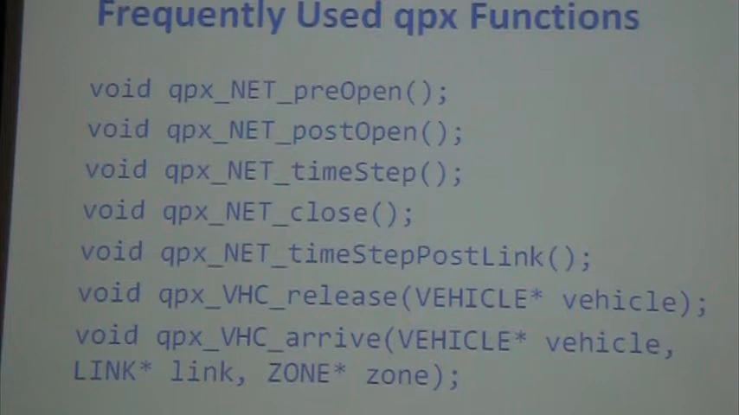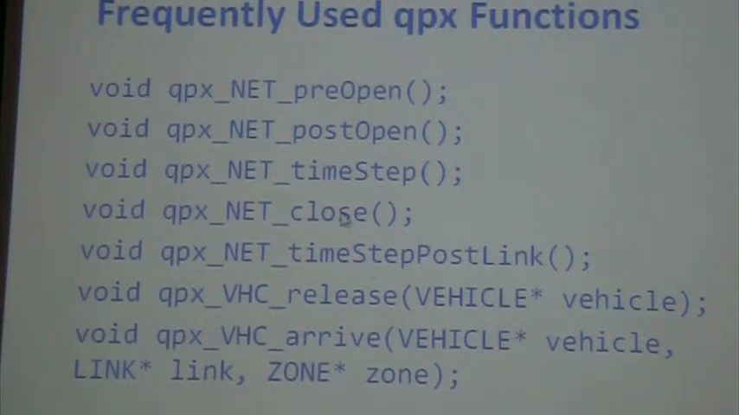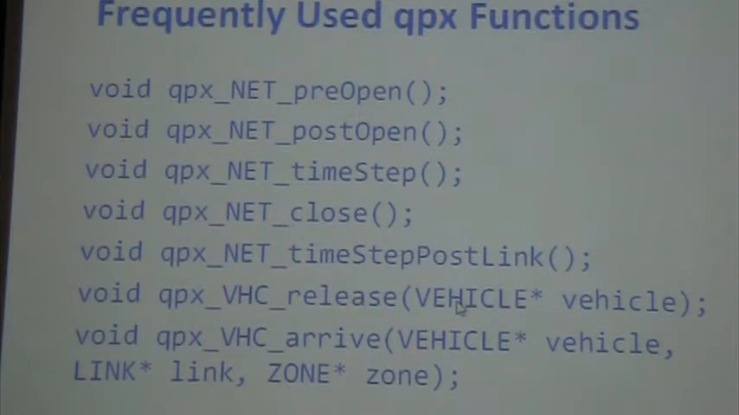Here are two functions that MSUM doesn't have. This is QPX vehicle release. In this function, whenever a vehicle is released, which means when it is loaded onto the network, this function will be executed, and the released vehicle will be given to you as a pointer, as a vehicle type pointer. Vehicle is a predefined structure or class in Paramex. So they will call your function and give you the vehicle that has just been released.